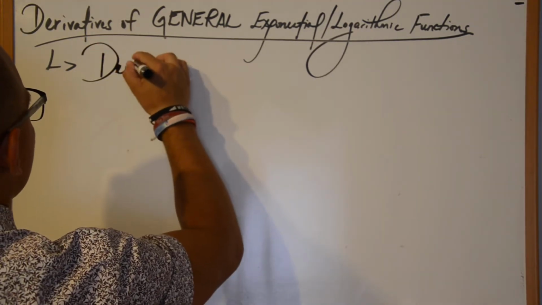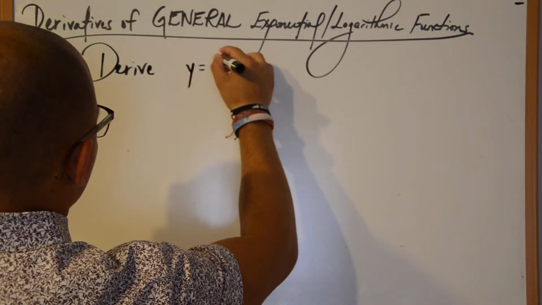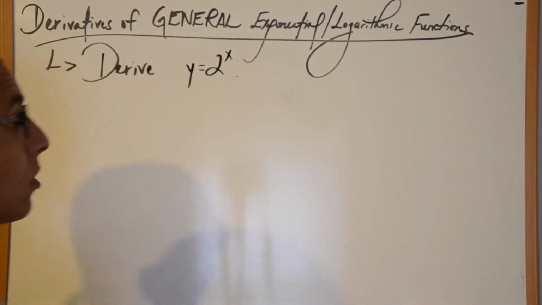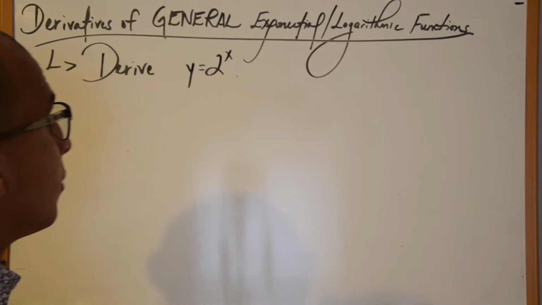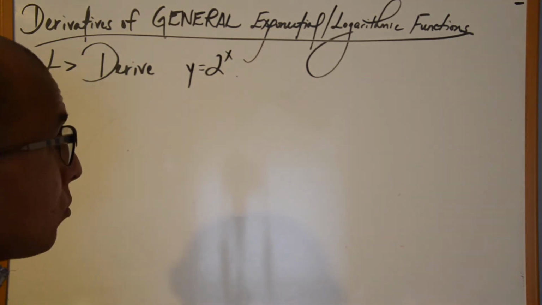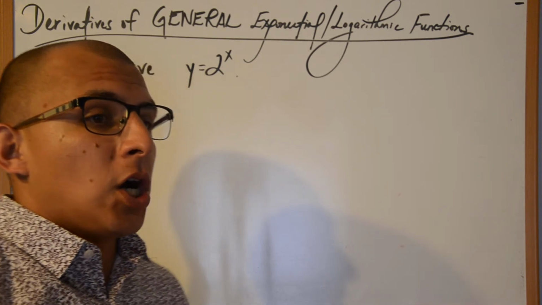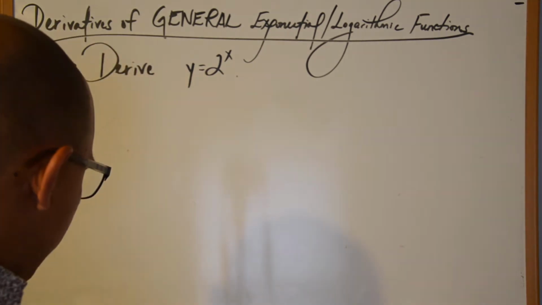Let's say we were tasked with deriving y equals 2 to the x. Okay, something we have yet to come across in our exploration of derivatives. We can't use the power rule here because the power rule says that the exponent must be a numerical value, and here it is a variable.